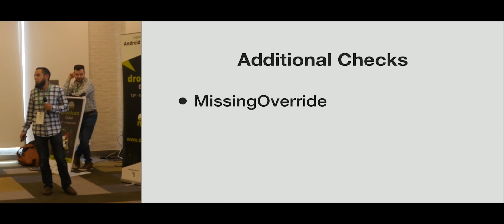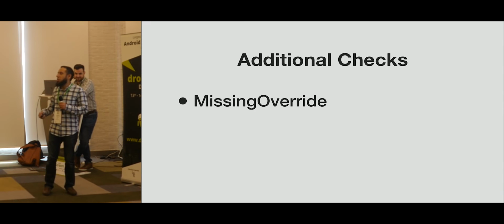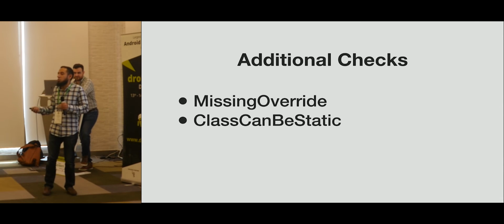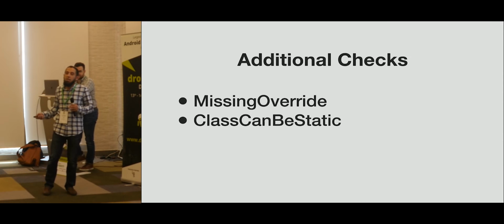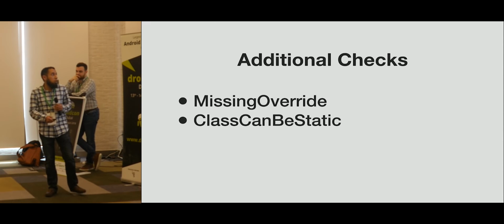To highlight some: missing override. This one gets on my nerves, actually, when someone overrides a method but doesn't mark it as override, so you don't actually know, and then you rename the method and things break suddenly. And that's why in Kotlin you actually have to put the override keyword.